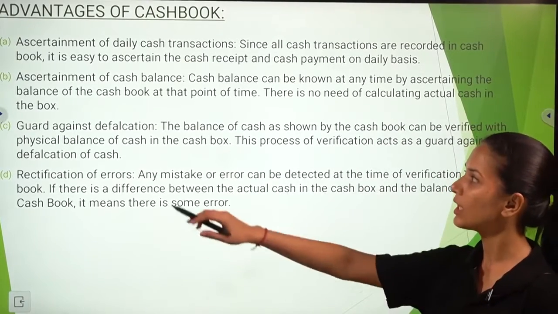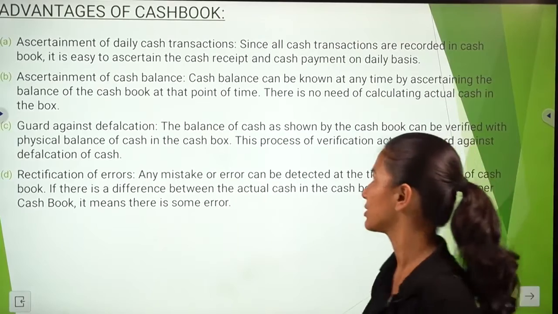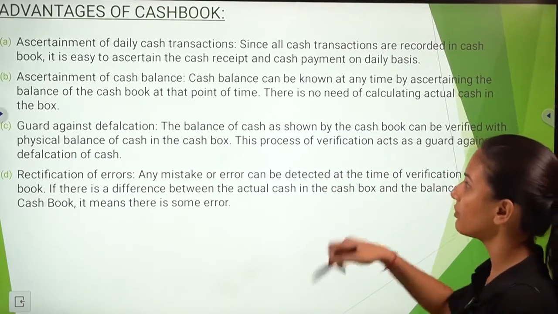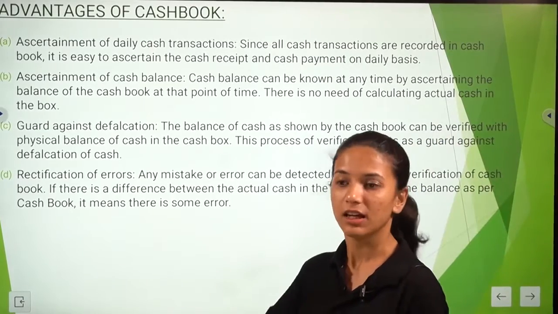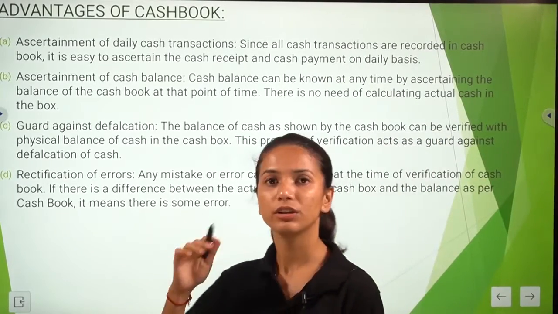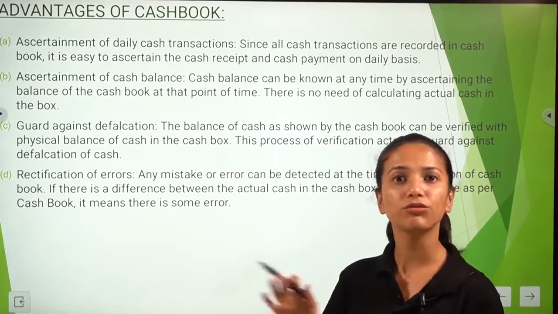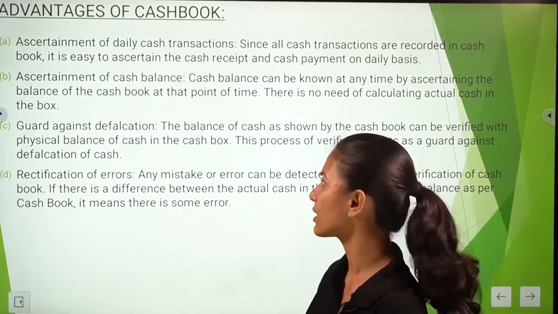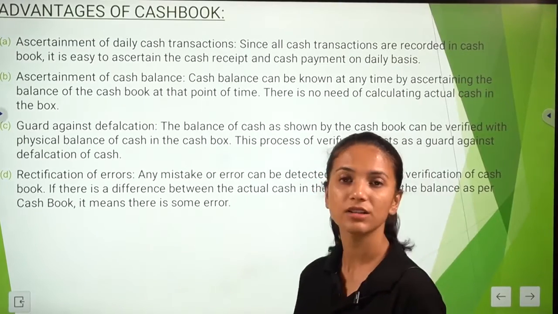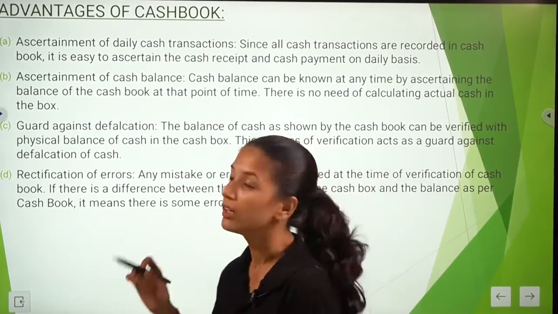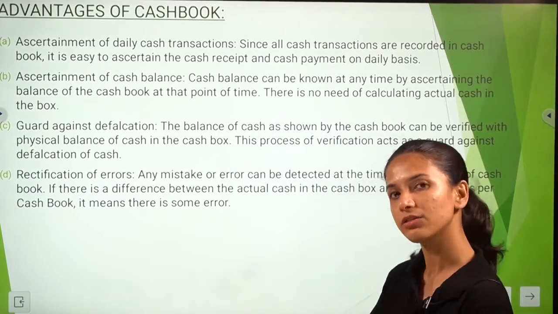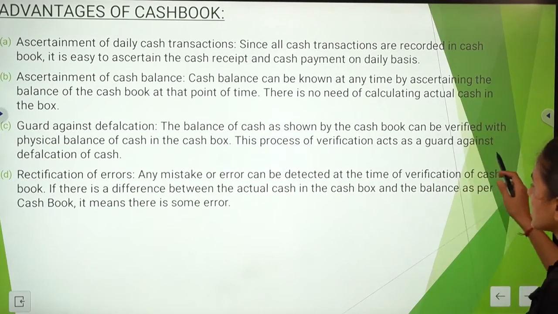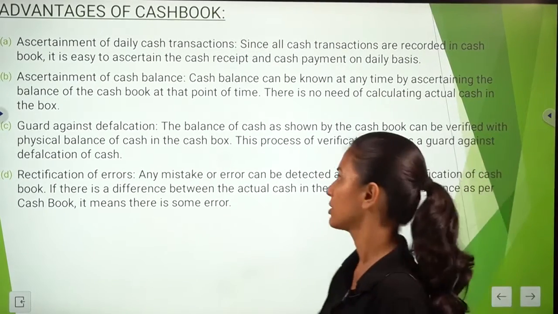Okay. Guard against defalcation, that is, the balance of cash shown by the cash book can be verified with the physical balance of cash. If there is no defalcation in this, there are no fraudulent activities. No one can do fraudulent activities if you are maintaining the cash book. So it is a guard against all those defalcations. You can directly check the physical balance of cash against the book balance of cash. So this process of verification acts as a guard against defalcation of cash.